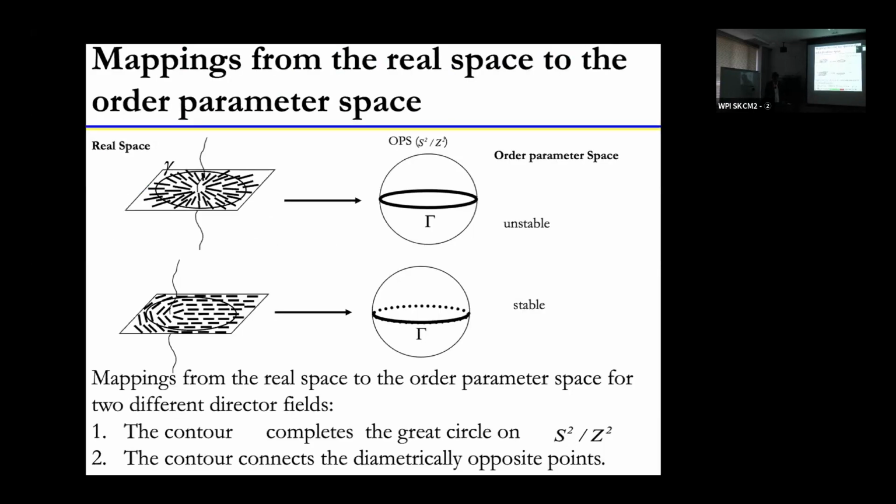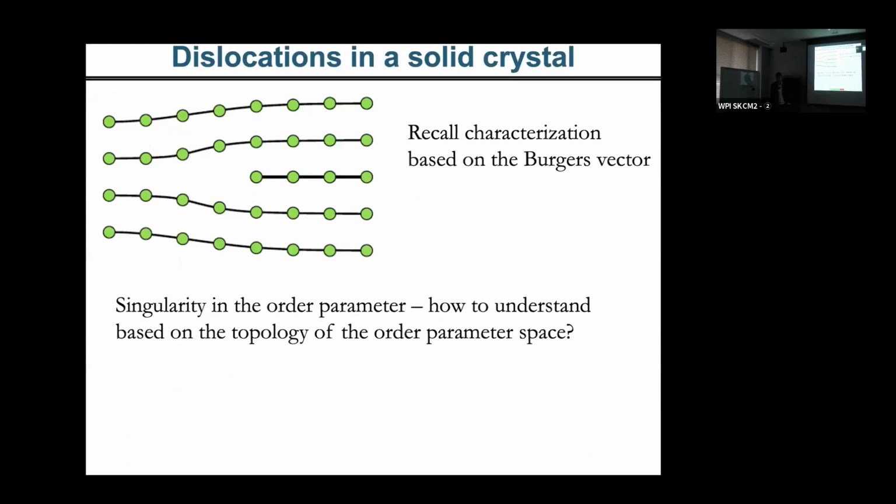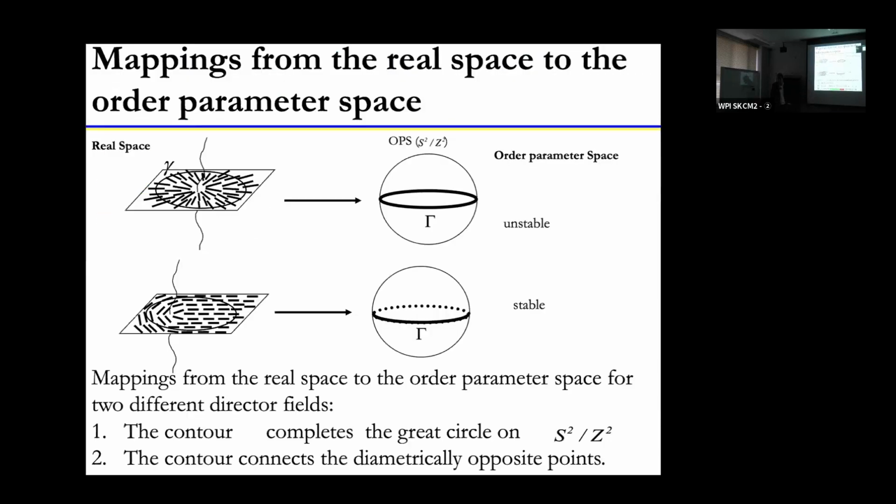And indeed, no matter how you would try to rotate all of these little rods, you can never get a uniform state out of this configuration. It will always have some line or wall singularity that you will end up with. And so these types of defects are topologically stable.